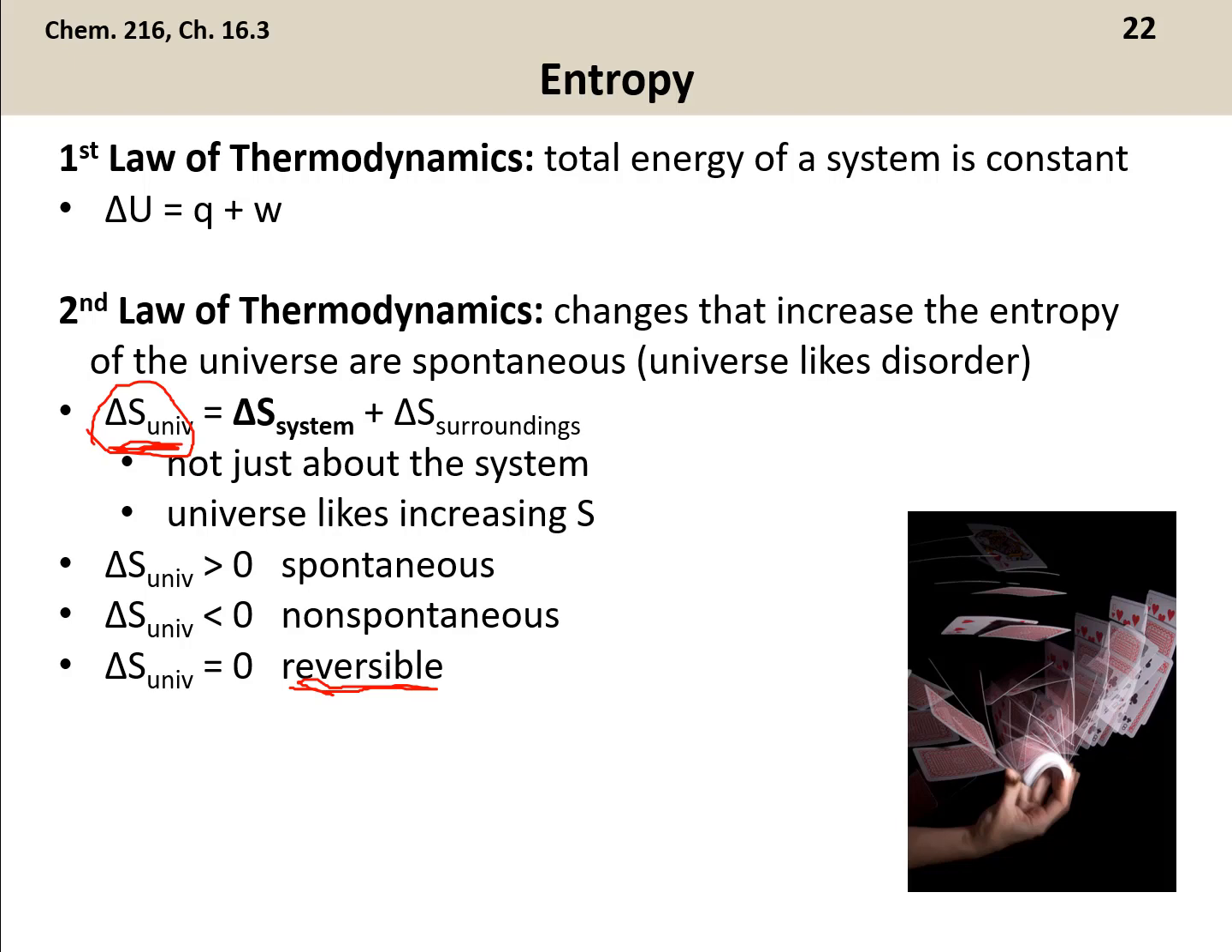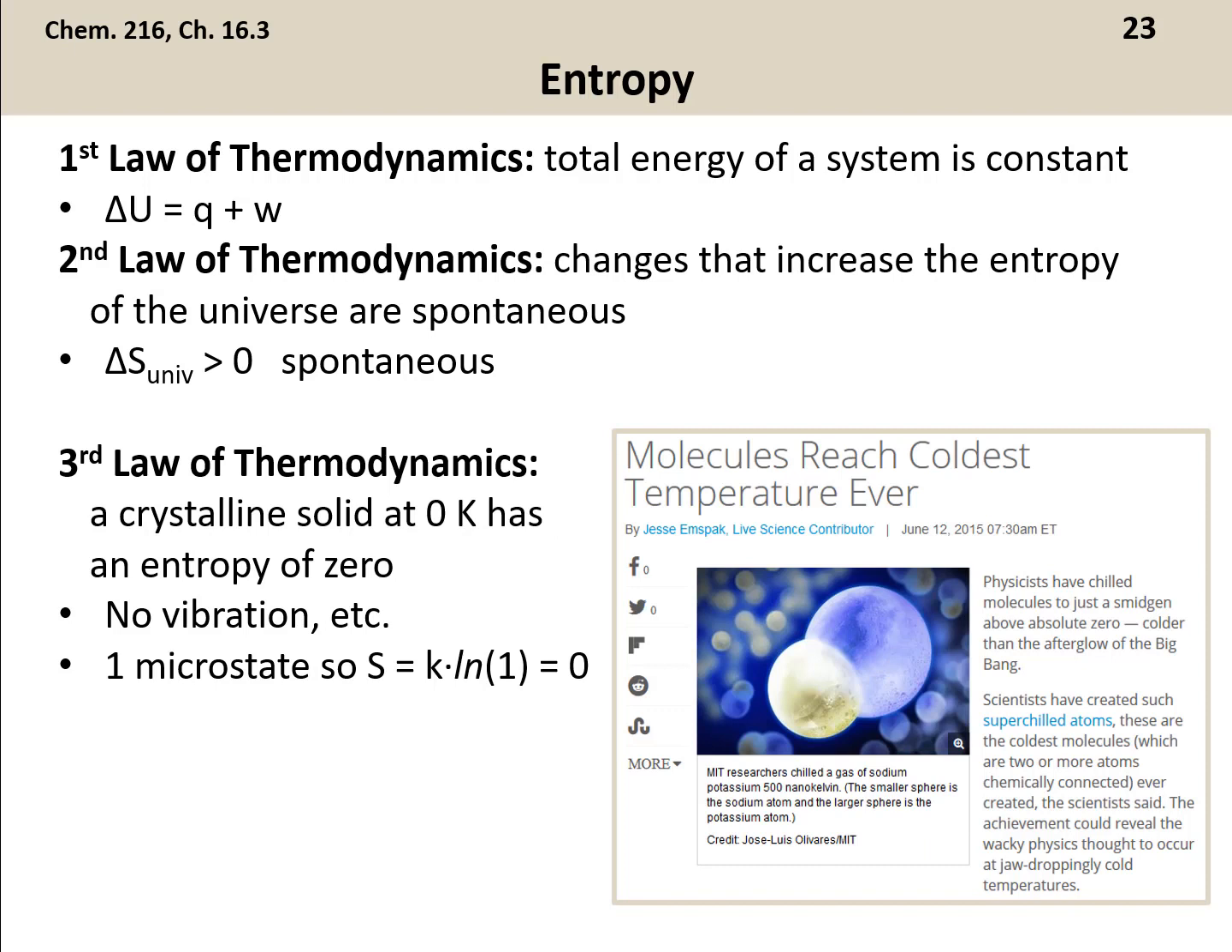All right, so our third law of thermodynamics is that a crystalline solid, like an ionic solid or salt, at 0 K has an entropy of 0. It will have no vibrations or anything. It'll be perfectly still. This is because of that one definition we had of S, where S equals k times ln of 1. So if it has no vibrations or anything, S is equal to 0.